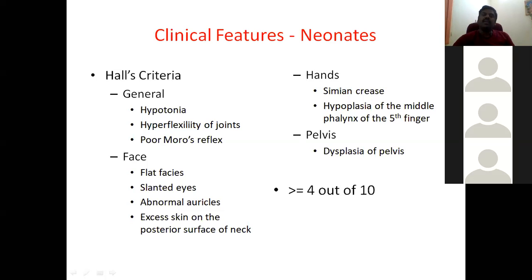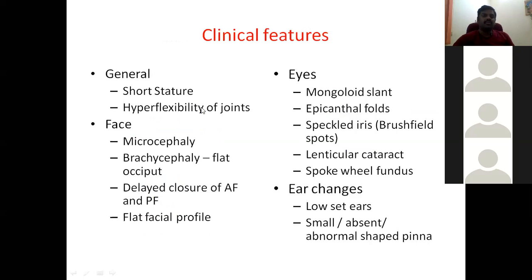Okay, in older children, in a Down syndrome case you have to concentrate on head to foot examination. That's why I described all these things on head to foot examination. In general, the child will have a short stature, because growth retardation is the rule for the majority of chromosomal disorders. Then there will be hyperflexibility of the joints. In the face, the head size is small, and the face is flat and the occiput is flat. It means the head looks compressed in front and back. There will be a flat facial profile, and the occiput will also be somewhat flat.